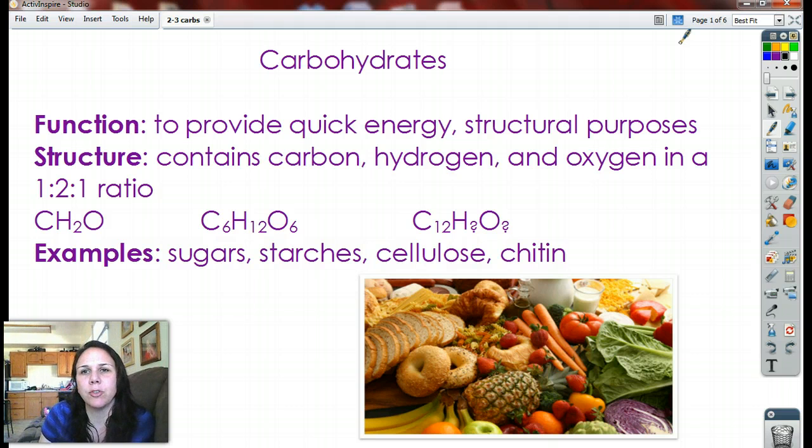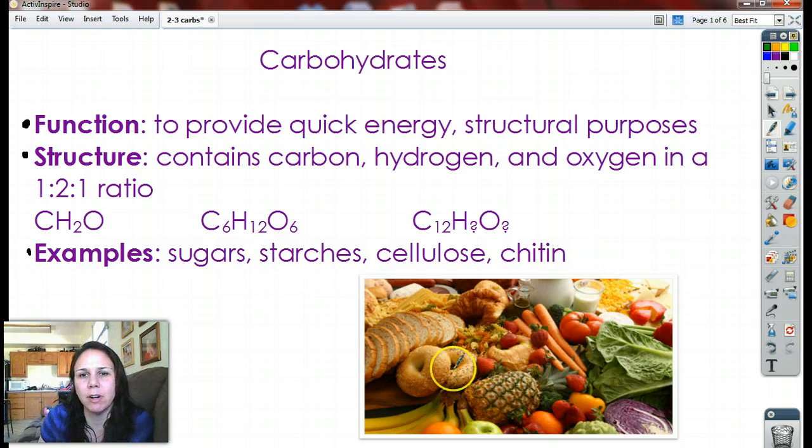And as you know, carbohydrates include yummy things like breads and fruits and vegetables, and even in some milks and pastas. So we're going to start out with the function of it. Why do we eat carbohydrates? What is the structure of a carbohydrate, and what are some examples of carbohydrates? So let's start out with the function.